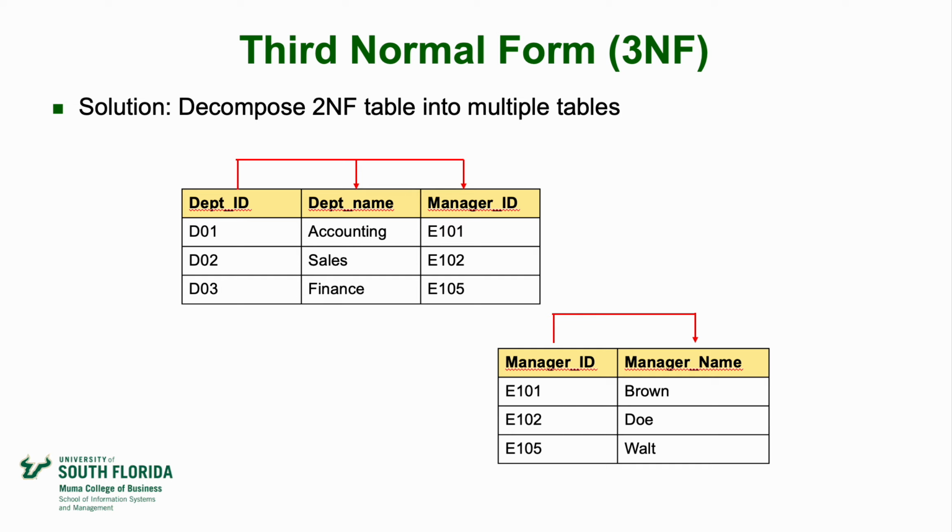As before, the solution is to decompose the table into separate tables. So in the example below, we move the attributes with the transitive dependency into a new table and make the primary key of this new table, manager ID, a foreign key in the table from which we removed the attributes.